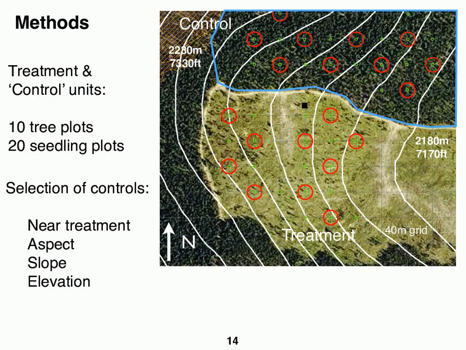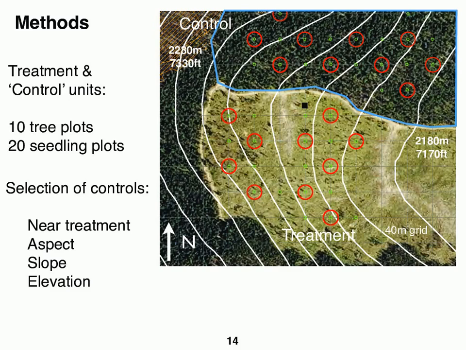So my methods at each site, I used a systematic sampling design where I placed plots on a 40-meter grid with a random start. I had 10 tree plots on each unit, and I put control in quotes because really this is an observational study, even though I'm using the language of experiment.